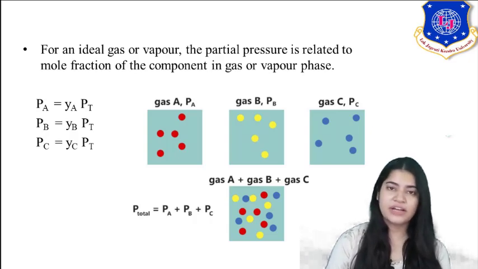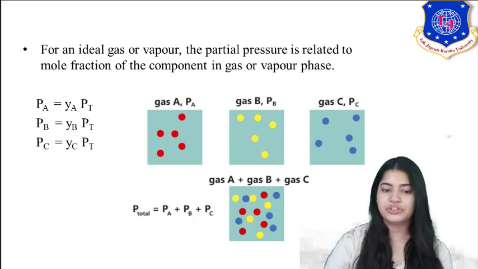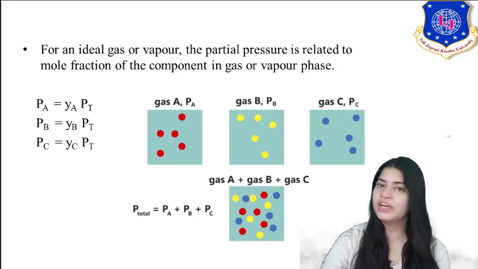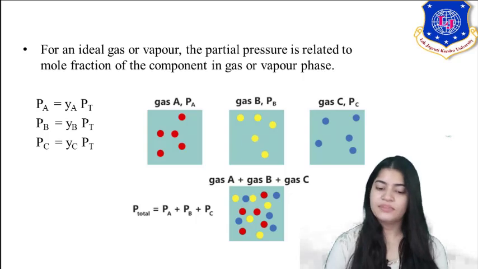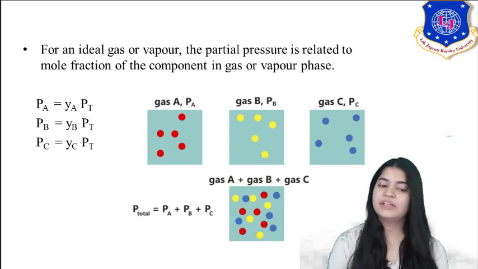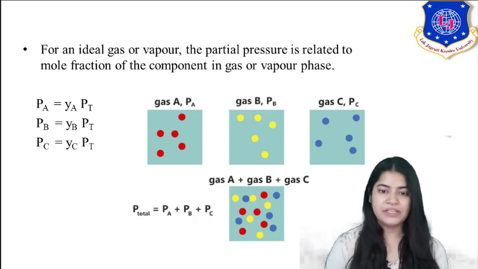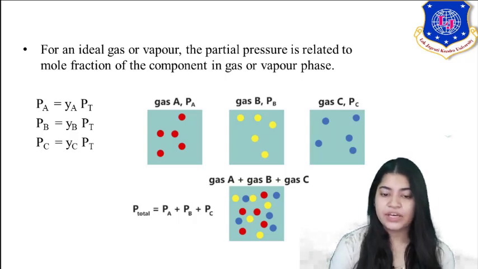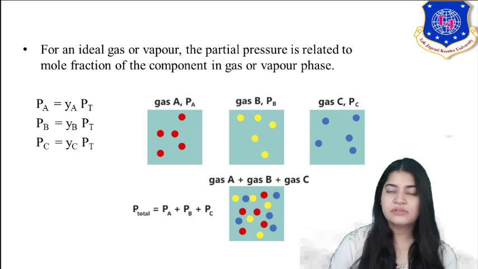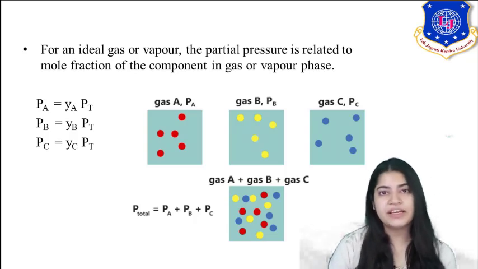So in a mixture, I can say that the partial pressure is equal to the mole fraction of A times the total pressure. Similarly, I am defining the partial pressure of all other gases. So what is PA? That is equal to YA PT, PB is equal to YB PT, and PC is equal to YC PT. Now, for gas A, where the red dots are, when it is in pure form, what would be my YA? That would be 1.